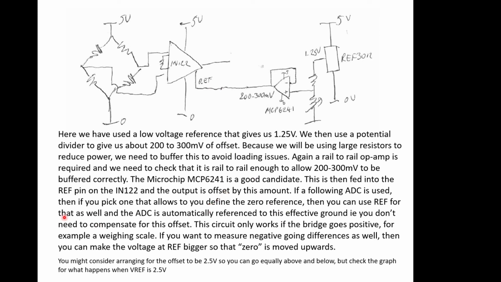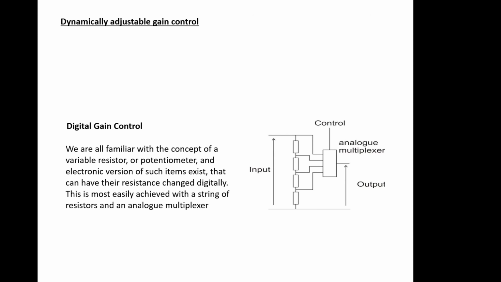Right, so that's the limits of amplifiers and things like that. How can we use these things, and what other block diagrams can we use? Dynamically adjustable gain is always a useful thing. How do we change the gain of an amplifier electronically without having to go and change resistors?